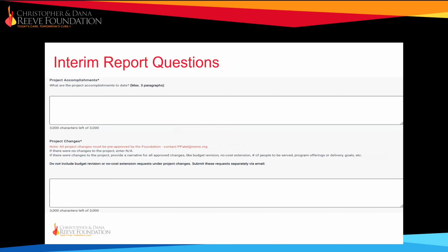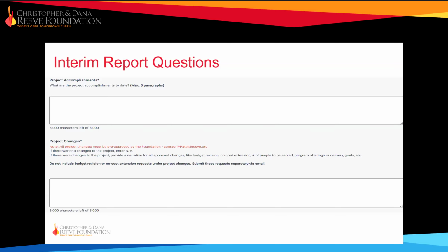Project accomplishments. In this section, briefly summarize your year-to-date accomplishments compared to what was proposed. For example, equipment was ordered and received, participants beginning to use the new chairs, or initial activities underway. Again, keep your responses simple.